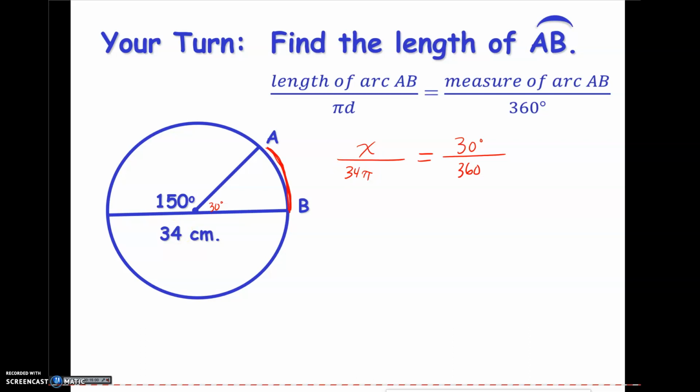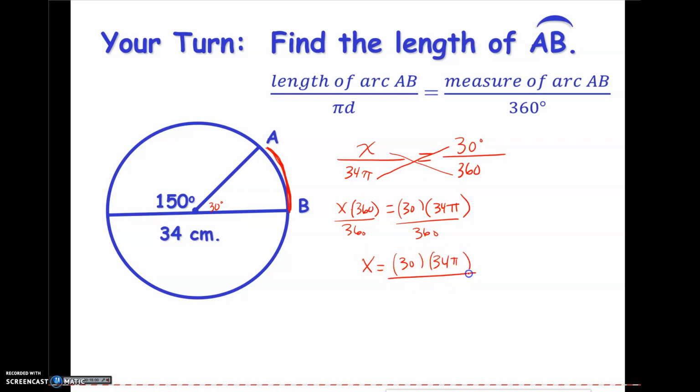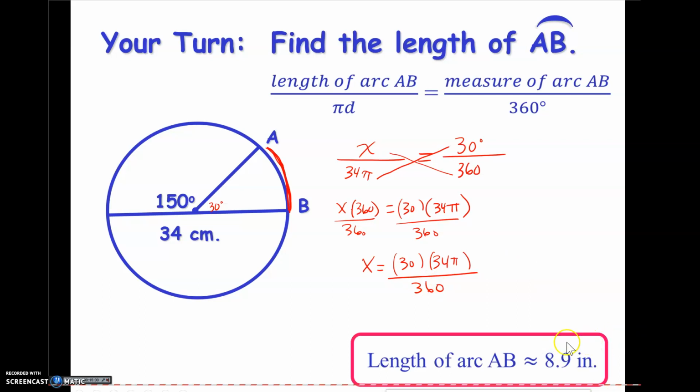Now I have to get my x by itself, so I'm going to cross multiply. I'm going to get x times 360 is equal to, now going this way, 30 times 34 pi. And then just getting my x by itself, divide this side by 360, divide this side by 360. So x is equal to 30 times 34 pi divided by 360. Again, don't forget to use your pi button in your calculator. You plug this straight in, and you get a length of your arc to be approximately 8.9.